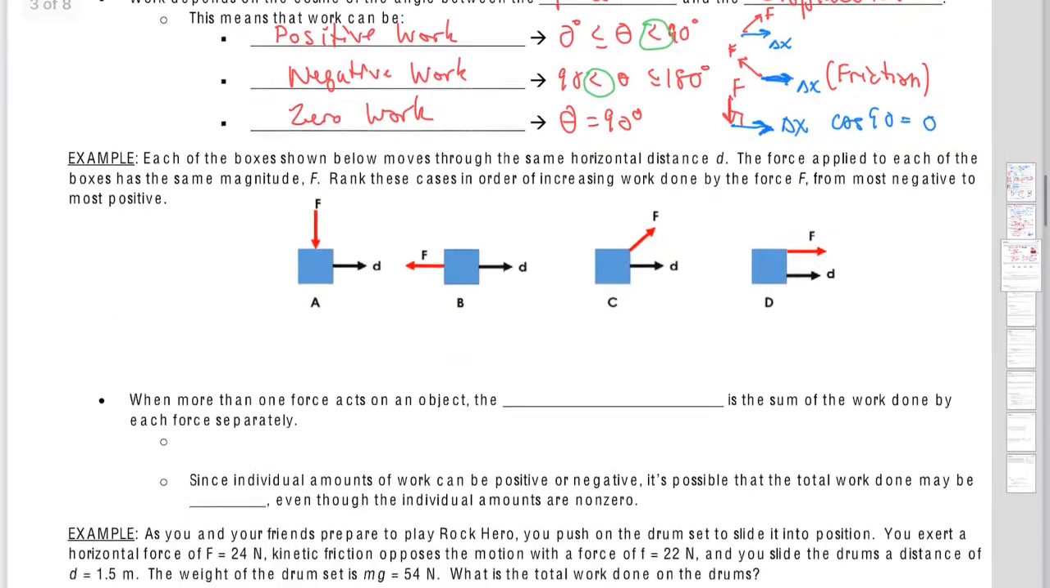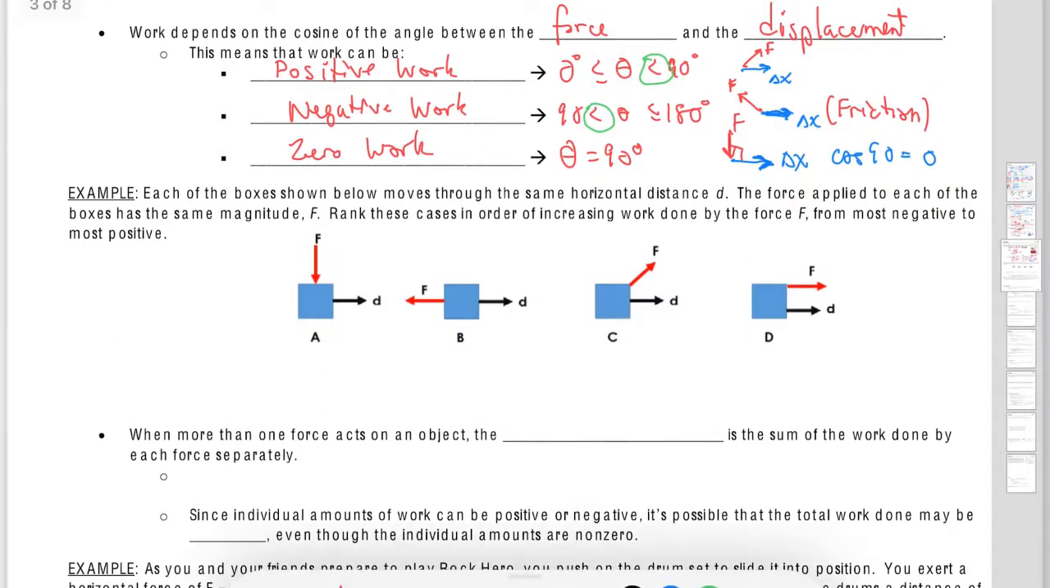Here's a quick little ranking task. Remember, AP really likes these ranking tasks at this point in time. They're going to rank a lot of things. This one says to rank the cases in order of increasing work done by F, from most negative to most positive. All we really need to figure out is whether the work is positive, negative, or zero. In my first example, case A, F and d are perpendicular, so there would be no work done because there's a 90-degree angle. In case B, they're at 180 degrees to each other, which makes this negative work.